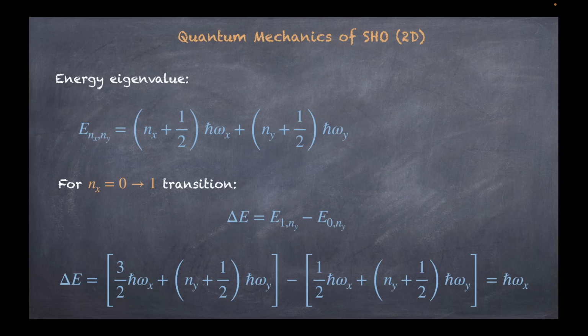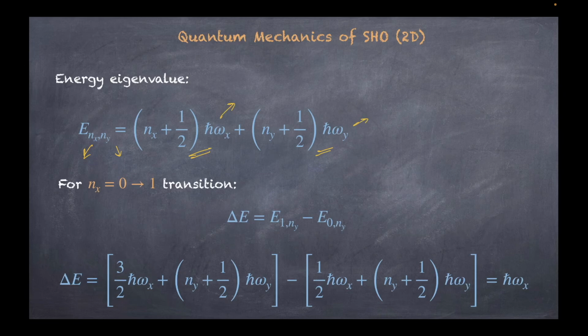So E is a function of nx, ny. That means nx is the quantum number corresponding to the harmonic oscillator along the x direction, and ny is the quantum number corresponding to the harmonic oscillator along the y direction. So E(nx, ny) will be equal to (nx plus half) h bar omega x plus (ny plus half) h bar omega y. Here omega x is the angular frequency of the harmonic oscillator along the x direction, and omega y is the angular frequency of the harmonic oscillator along the y direction.